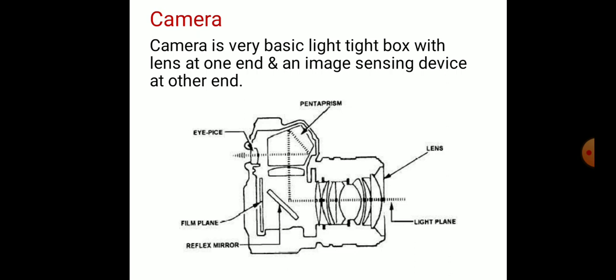A camera is a very basic light-tight box with a lens at one end and an image sensing device at the other end. So the lens is placed on one side, and the image sensing device, which we can also call the image sensor, is placed on the other side. We will be observing from the left eyepiece. The eyepiece is like a pinhole from where we observe the subject as well as the object. Whatever things we want to capture, we'll be observing through it.